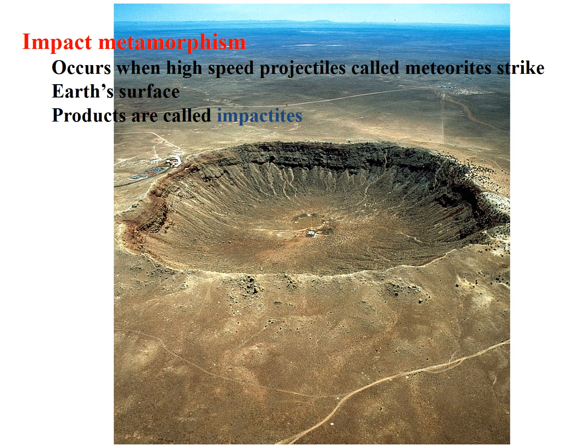Impact metamorphism occurs when high-speed projectiles called meteorites strike Earth's surface. These products are called impactites. You can see a sudden change. You can see the circular nature of the impact. You can see the shatter cones in these areas. The Sudbury meteoritic impact is one of the best examples in Canada. You can really go there and see these metamorphosed rocks after the meteoric impact. That's the Sudbury meteoritic impact.